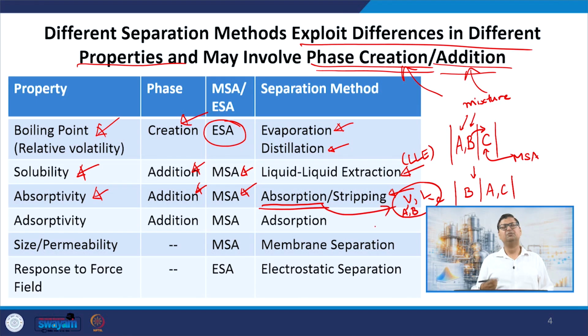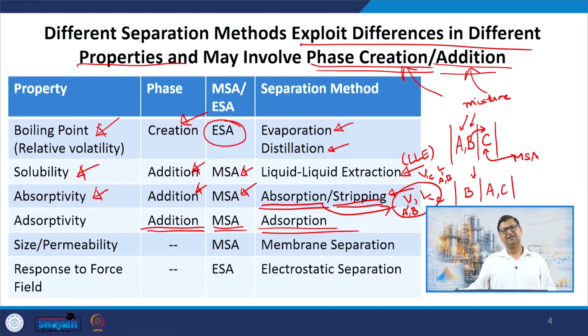Stripping, on the other hand, is the opposite of that, where the vapor phase contains the MSA and the liquid phase contains the mixture AB, and basically the vapor takes away one of the components from the liquid mixture. That is the fundamental difference between absorption and stripping. We can also have something like adsorption when we are using a solid adsorbent. Here again we are adding a phase, which is a solid phase containing the adsorbent, and here again we have an MSA and we are basically separating by the adsorption process.